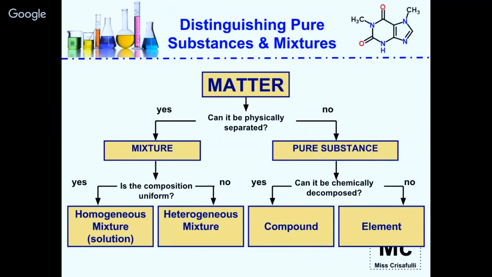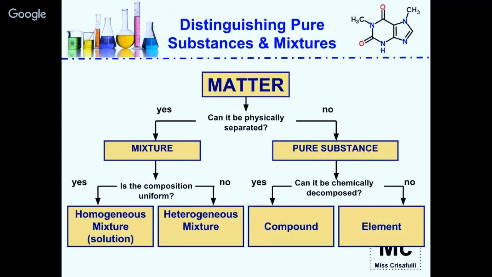So let's talk about how to distinguish between pure substances and mixtures. This is definitely a chart that you should write down in your notes and use for your reference, because this will help you understand how to distinguish between the two types of things that we've talked about. We've talked about mixtures in the section 2 video, and now we're talking about pure substances. So when you're talking about matter in general, the first question you need to ask yourself is, can it be physically separated? If your answer is yes, then it's a mixture. If your answer is no, then it's a pure substance.